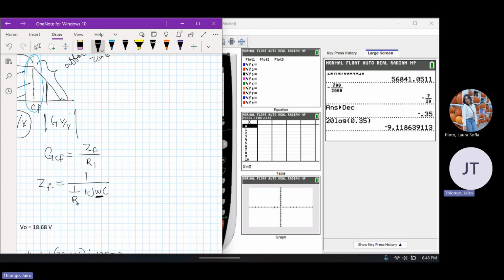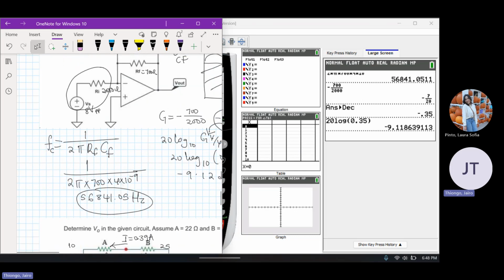You have to input the values for RF. You also have to find the 2 pi cutoff frequency to find that C. You also have to find CF. You have to do the complex math for this. And then after you're done with the complex math, you have to go back to find the GCF. And once you've found the GCF, you also have to plug it into the 20 log 10. And there are a lot of opportunities to make mistakes.